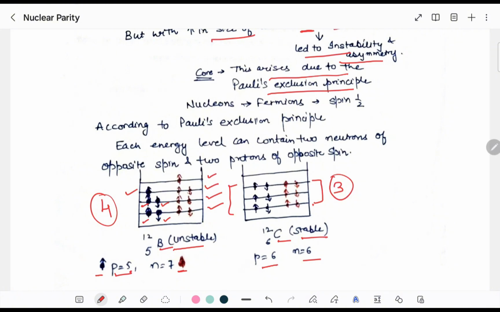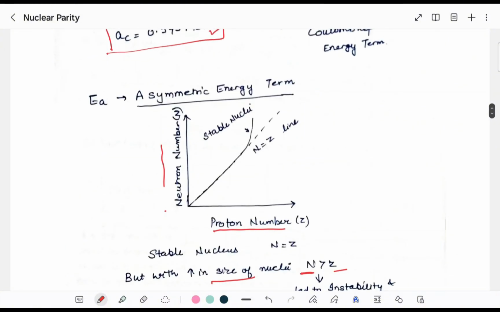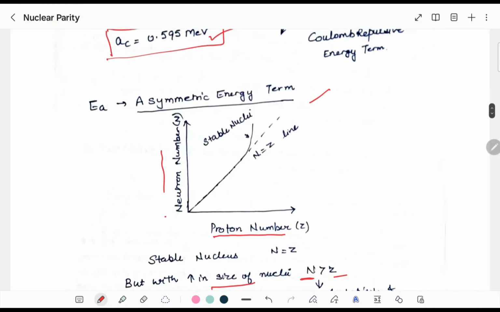So this case is the instability case, and we can also find out that the number of protons upon number of neutrons, or number of neutrons upon number of protons, is not 1, but in this case the number of neutrons upon number of protons is equal to 1. So this factor led to the higher stability and this factor led to the lower stability. So in this way we can understand how this asymmetry energy term comes into picture. This comes into picture only when the number of neutrons is higher than the number of protons.